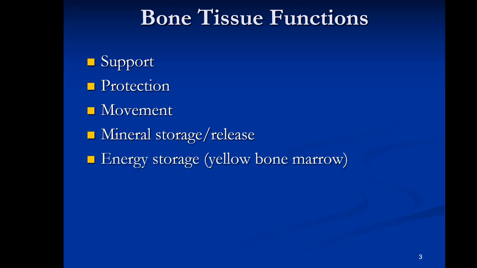As far as energy storage, it's basically adipose tissue or fat tissue, and that gives us something in bone called yellow bone marrow. And then red bone marrow is a different type of bone marrow that's important in a process called hemopoiesis, sometimes called hematopoiesis, but this is the formation of blood cells.